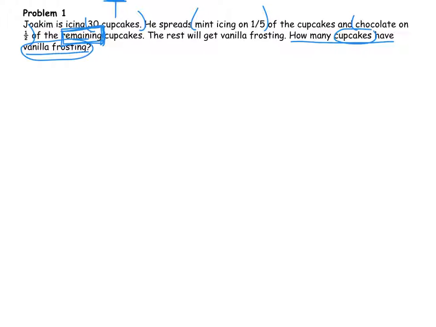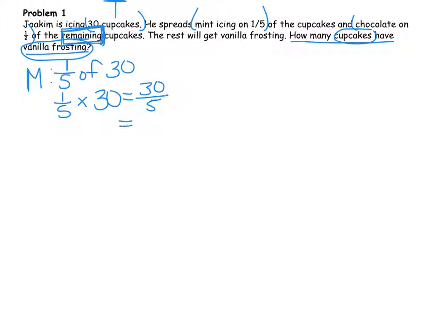So what do I know? Let's think. Let's start with mint since that comes first. So mint icing is 1/5 of the cupcakes. And how many cupcakes were there? There were 30. So it's 1/5 of 30. So I know that's 1/5 times, because of means times. So 30/5. Well, 30 divided by 5 is 6 cupcakes with mint icing.